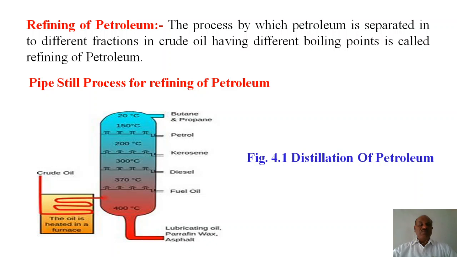Now we use a fractional distillator. A number of compartments are present in that distillator, and in each compartment the liquid is collected depending upon its boiling point. Those with a very low boiling point are collected at the top of the distillator. Those with a very high boiling point are collected at the bottom of the distillator.